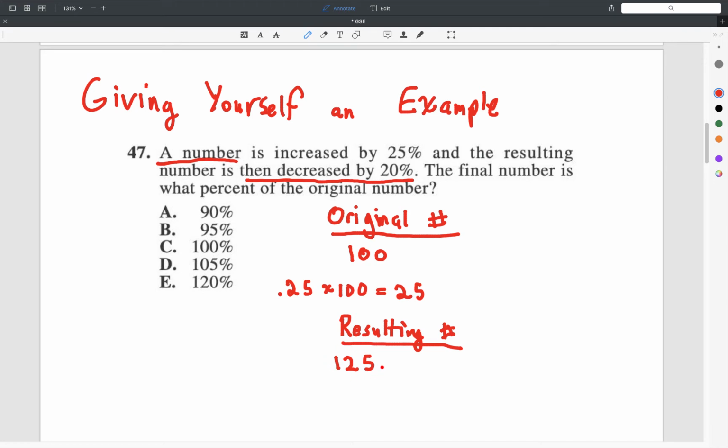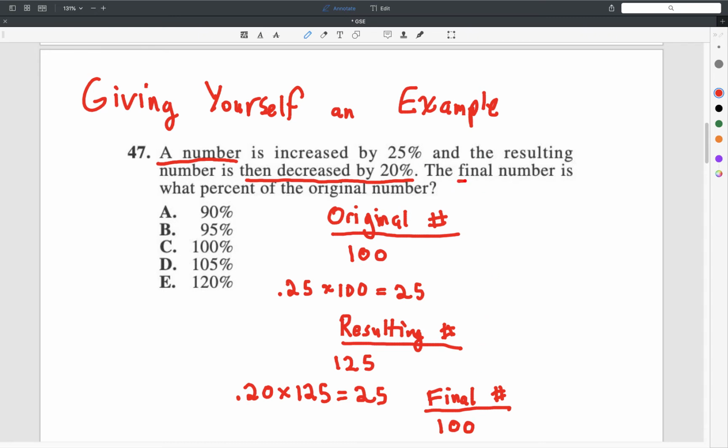Okay? Now it says that that number is then decreased by 20%. So we're going to want to find 20% of 125. And to do that, we can just do 0.20 times 125, and that equals 25. Okay? So now we're going to decrease 125 by this 20%, or by 25. And that will be our final number. So the final number, and 125 minus 25 is obviously 100.